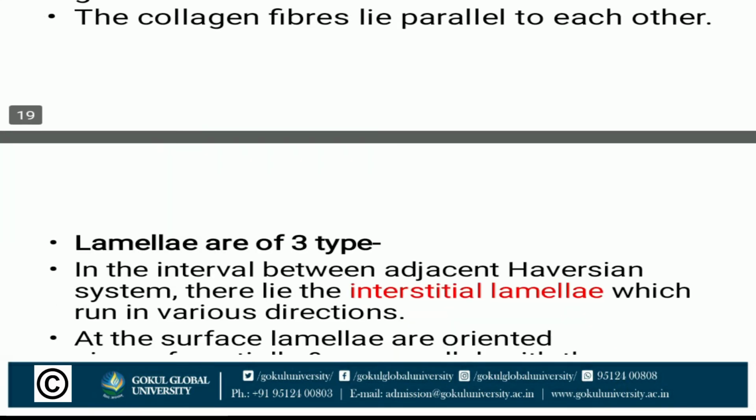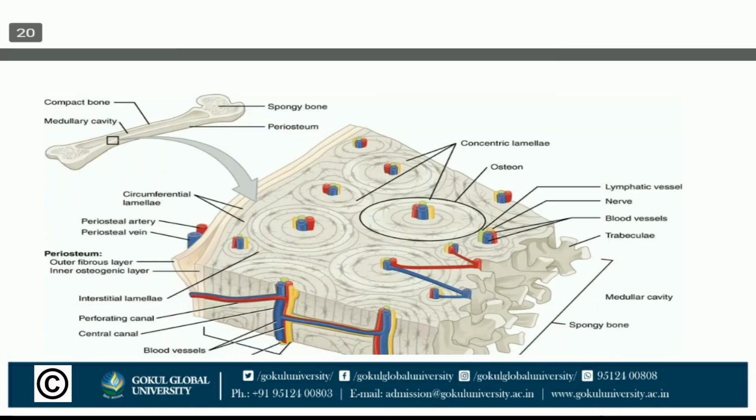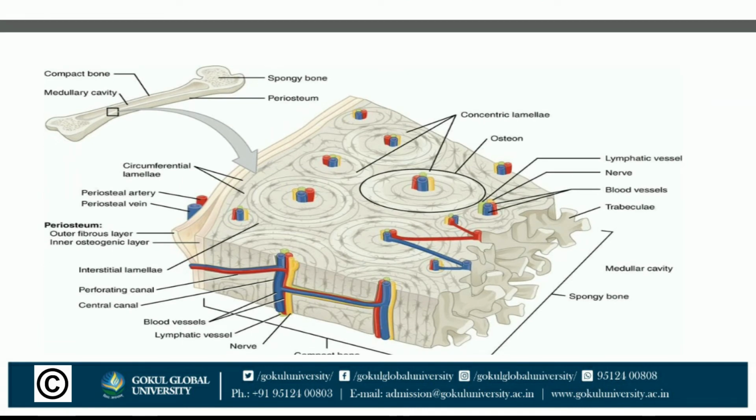Let me see another diagram. In this diagram you can see lamellae of bone. First, circumferential lamellae, which is directed by the arrow mark. Then interstitial lamellae. Then here concentric lamellae.